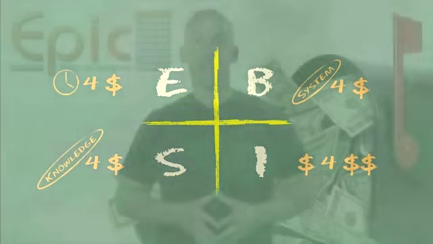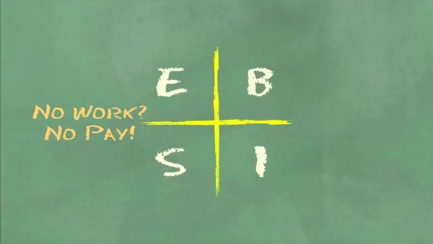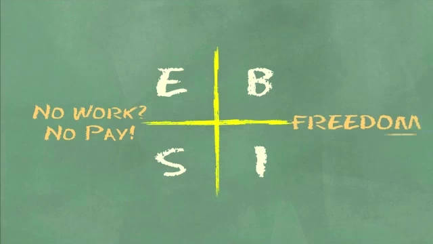But to simplify this even further, I'm going to take the four quadrants and reduce them to two halves. So we have the left side, the no work, no pay side. And then we have the right side. We call this the freedom side. And besides the obvious reason, I mean, everybody wants to be free, right? Here's why you really want to get on the right-hand side of the quadrant.